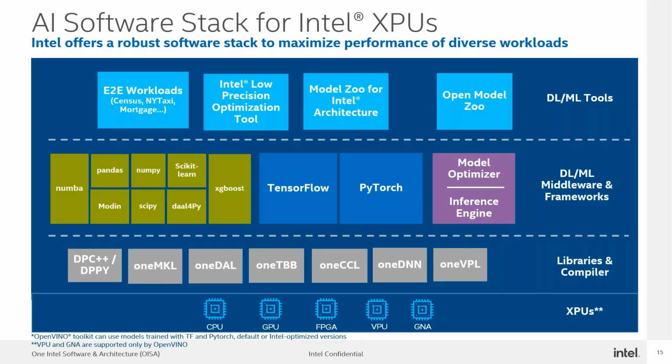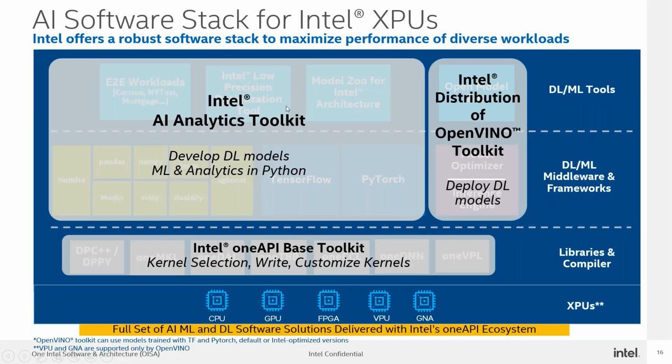In a nutshell, all the base toolkit you see here is at the bottom. All the AI toolkits we saw are in the middle layer, and your applications are at the highest level, right? All of these make up the AI Analytics Toolkit, and then the base libraries give you the performance. The Analytics Toolkit essentially uses the base toolkit components to get the best performance.